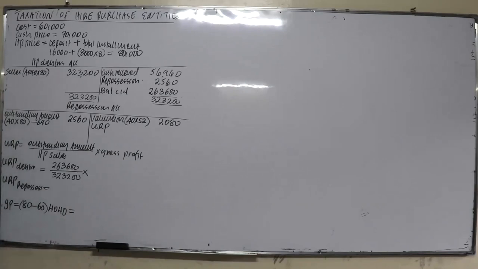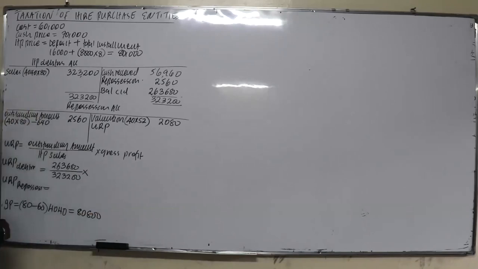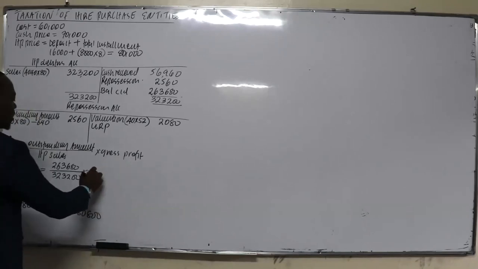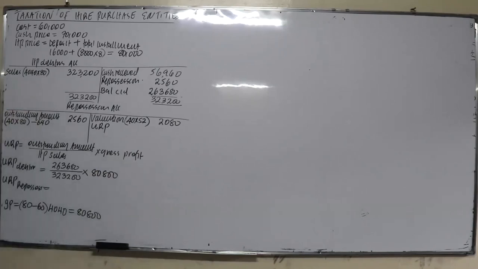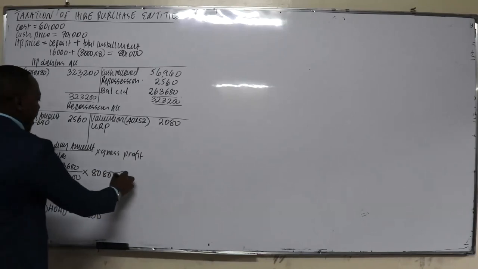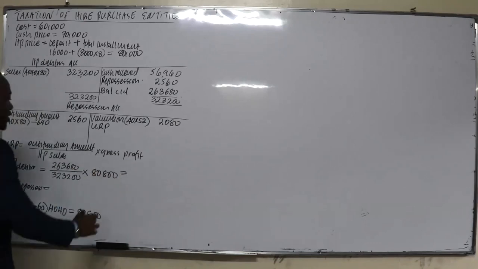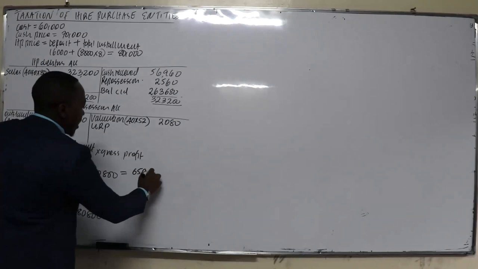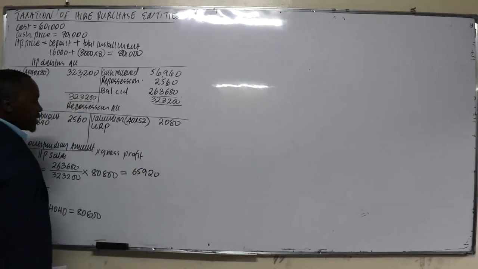That is 8,800, right? 640, you add 0, then you multiply by 2, Emma. You get 80,800. Good. So the gross profit will be 80,800. So now give me the unrealized profit on this amount. 65,920. Good. So that means of this profit, this is the unrealized.